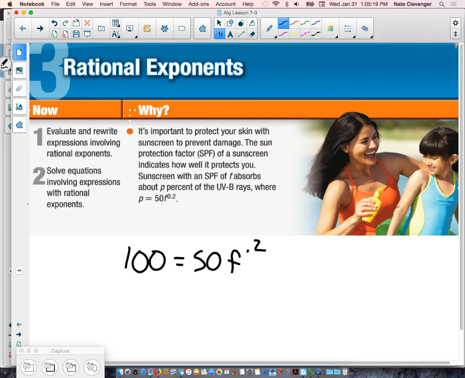I thought we had to do something for the percents. It's just the percent. P is the percent, so you just write it as it is. Divide both sides by 50. So 2 equals F to the 2/10.